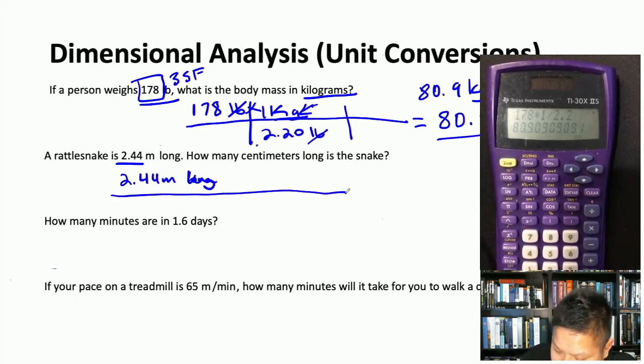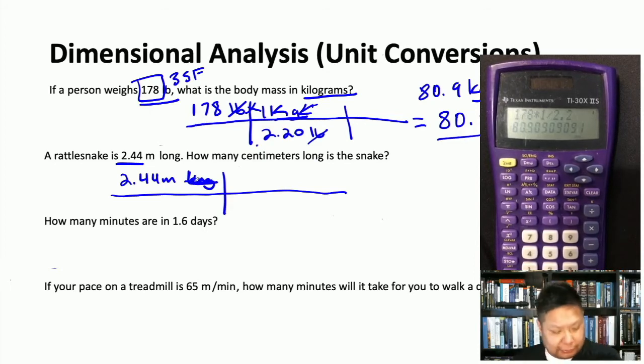You draw that line. You make this little cross here, which means multiplication. Remember, the lines that go vertically are always multiplication lines in dimensional analysis, and the lines that go horizontally are division lines, right? So it's a 2.44 meter long rattlesnake. How long is it in centimeters?